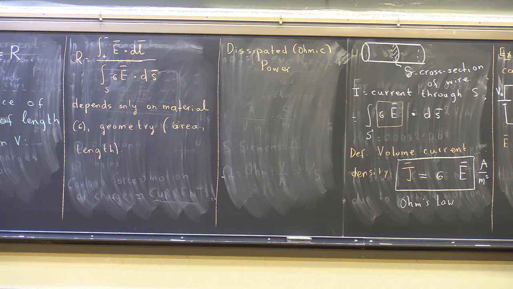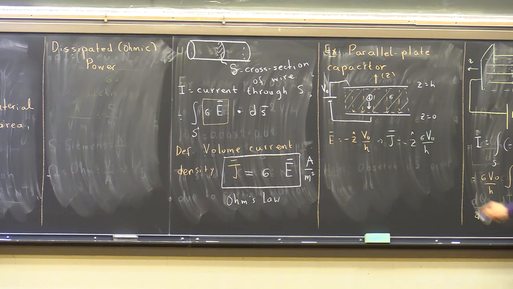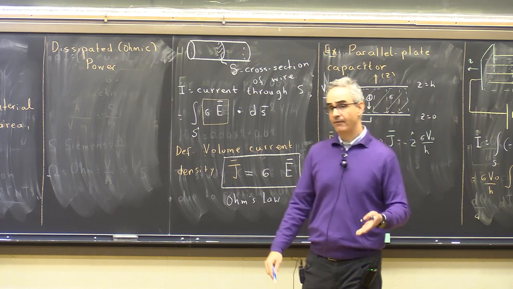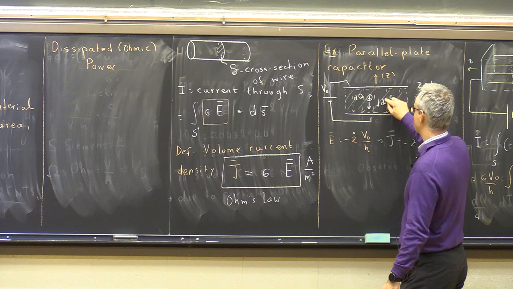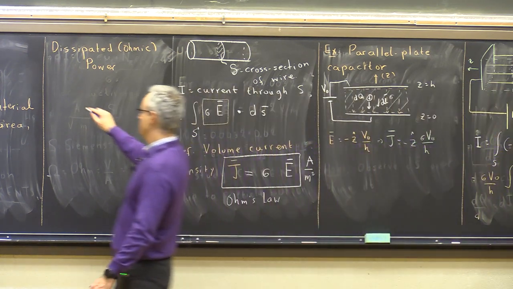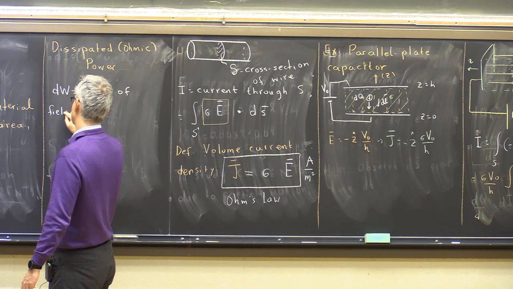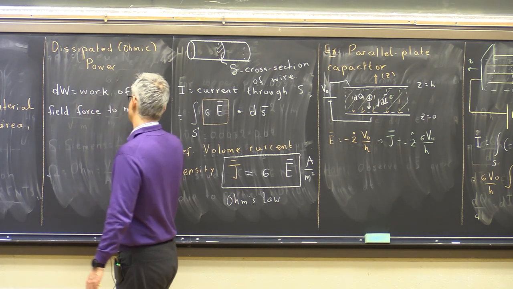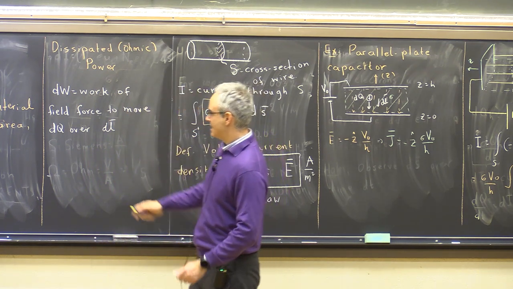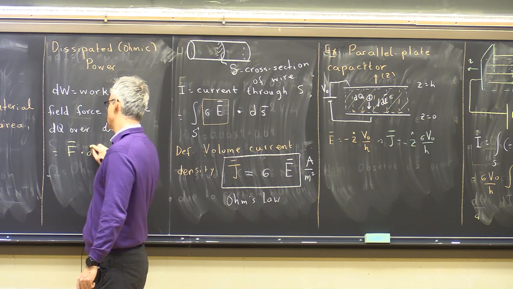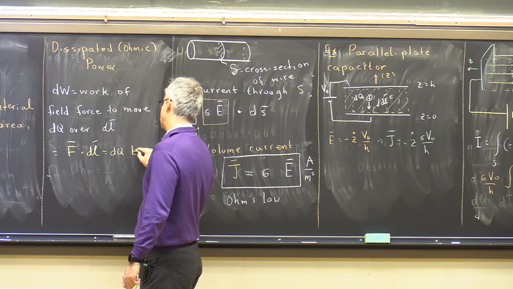If you look at the motion here, let's say, of one hole or any positive particle dq, the electric field is actually doing some work to push this particle along a length dl. The work that is done to move this over dl is, from mechanics, F dot dl. And F here is nothing else but dq times the electric field, dot dl.